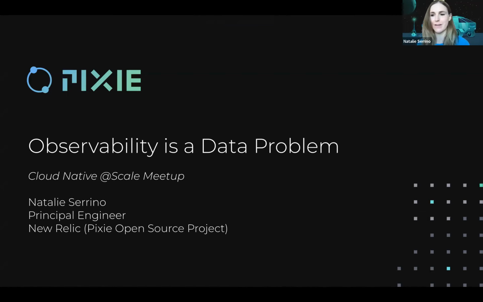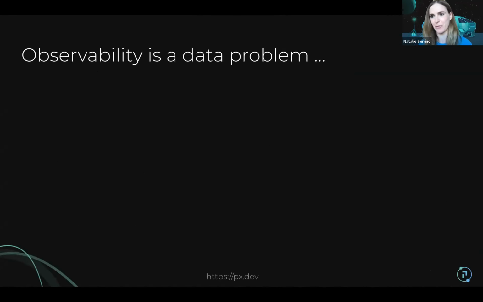I am coming into observability from the data space. And so, when you have a hammer, everything looks like a nail, of course. So I'm just going to say that observability is a data problem. So let's dive into why we can say that that might be the case.